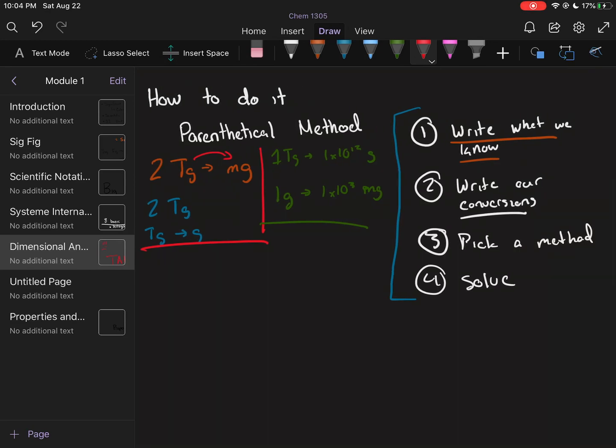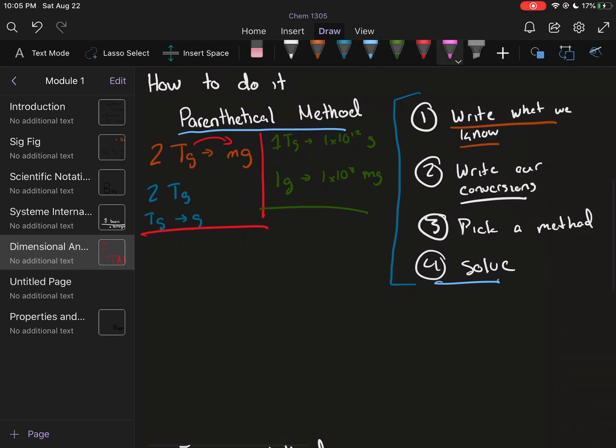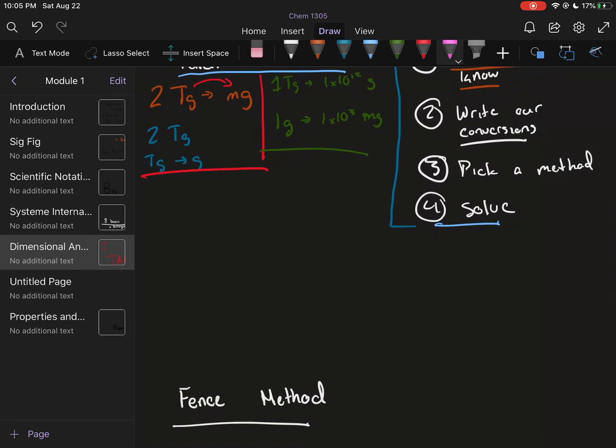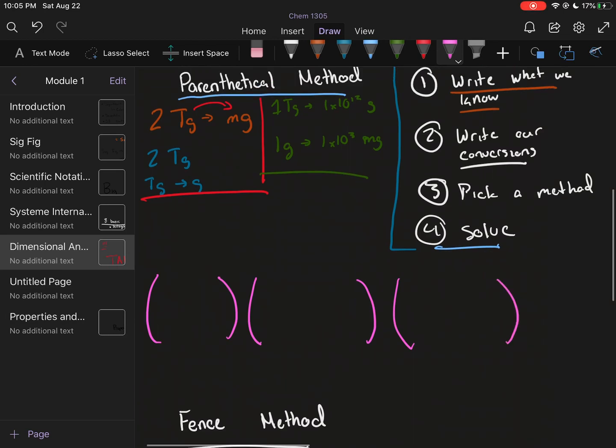And number 3, pick a method. We're going to use the parenthetical method this time, and then we'll move on to the fence method. And so, solve. The parenthetical method is easy, right? As it says, we're going to use a whole bunch of parentheses. The number of parentheses that you use is equal to the number of conversion ratios plus 1. So it's number of conversions plus 1. And then you can add more if you need it, but typically this is what you'll need, right?